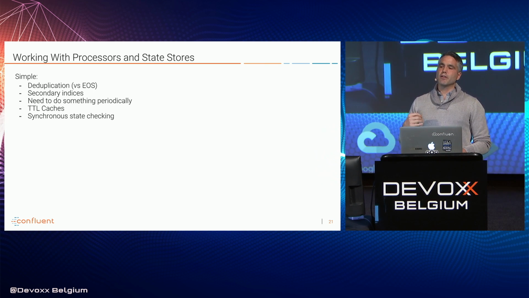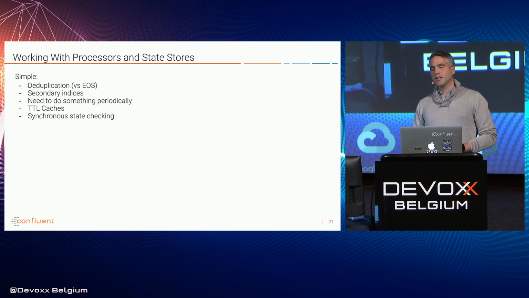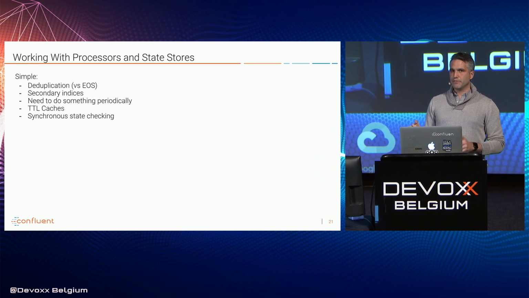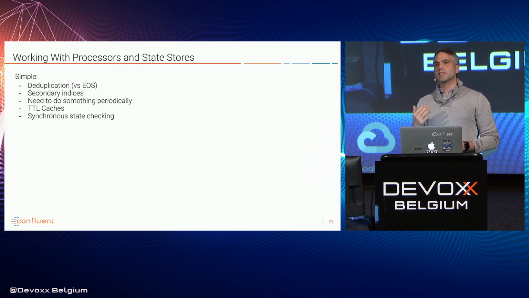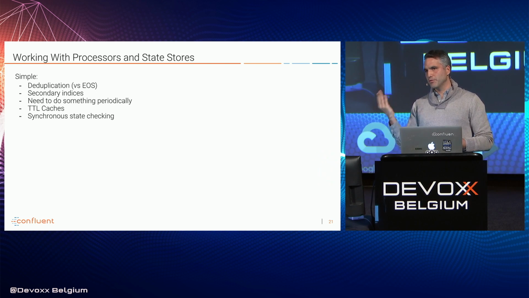If you need to do something periodically against your data, we'll talk about that later. You can do something called punctuations. You can also implement TTL caches inside state stores. If anyone's used K-tables before, you know there's no time to live for the K-table entries. We'll talk about that a bit later. And you can also implement synchronous state checking. By the nature of Kafka Streams topology compilation, topologies get compiled into subtopologies that can run in parallel. So if you need to synchronously check some state before you respond or emit a response event, you can do that with this. You can't do it with a normal K-table, as you might think.